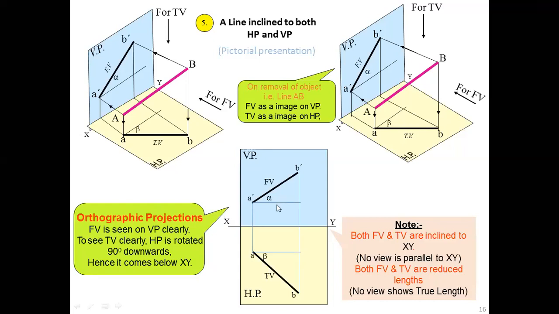In both cases, this A dash B dash and A B are called true length, because when you look from the top view and front view, you can see the complete length of the line. Clear?